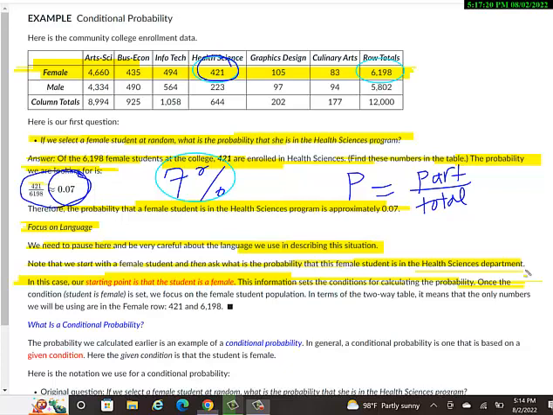So definitely, the way a probability question is phrased really matters on how you're going to calculate it, what numbers you're going to use. Once the condition, in this case the student is female, is set, we focus on the female student population. In terms of the two-way table, it means that the only numbers we will be using are in the female row, 421 and 6,198.